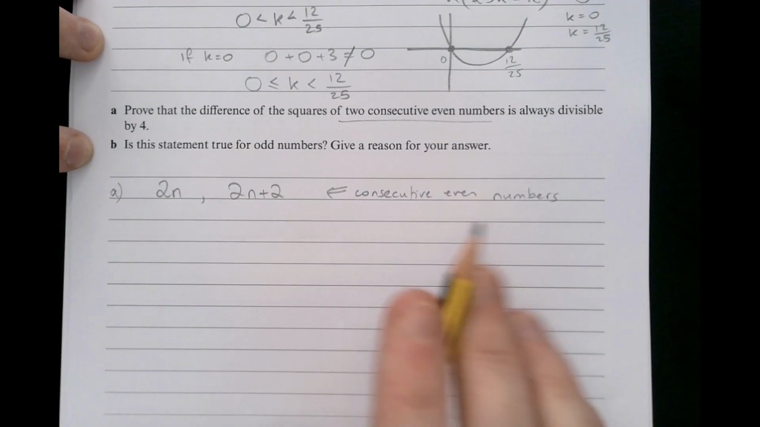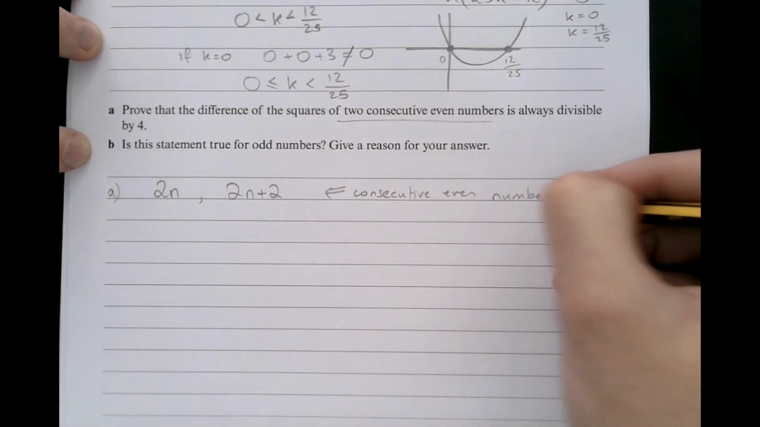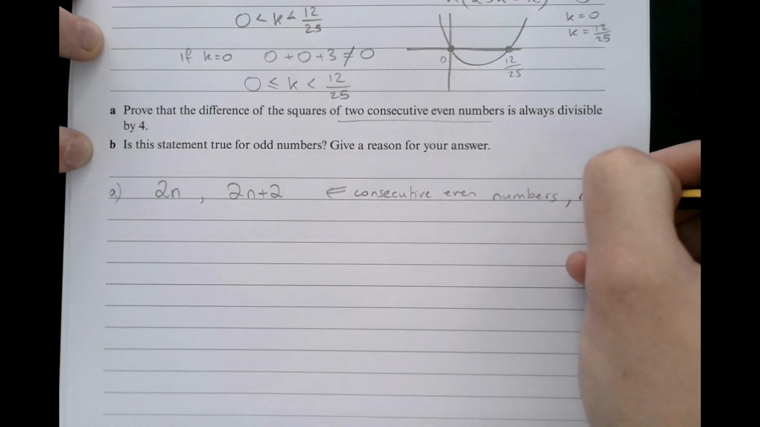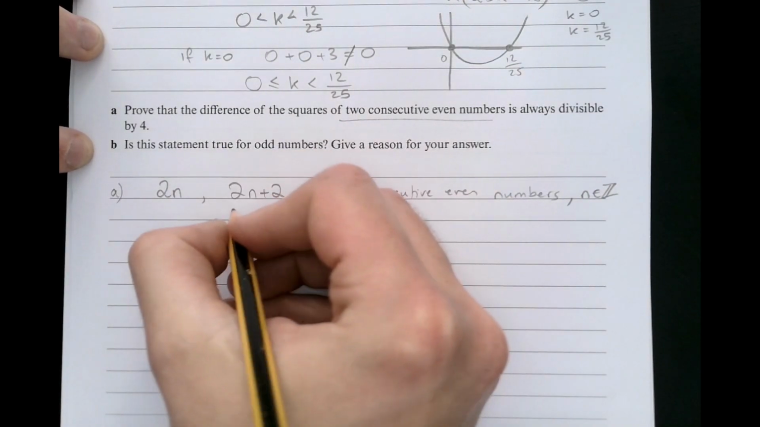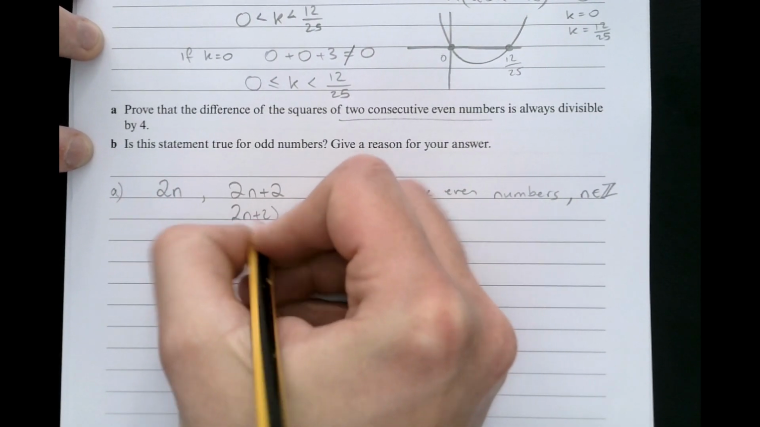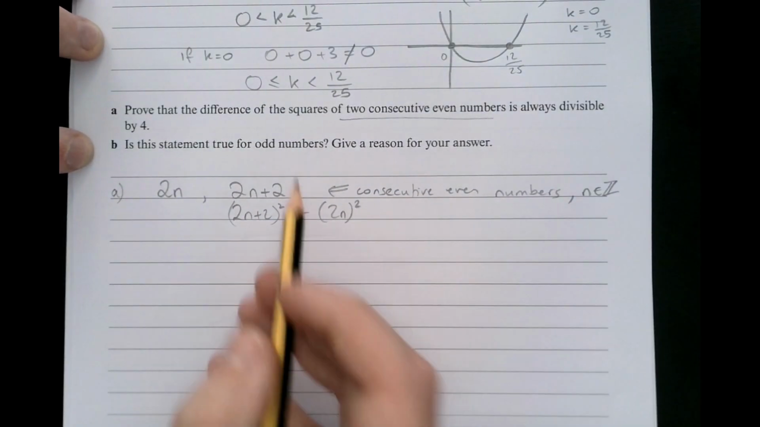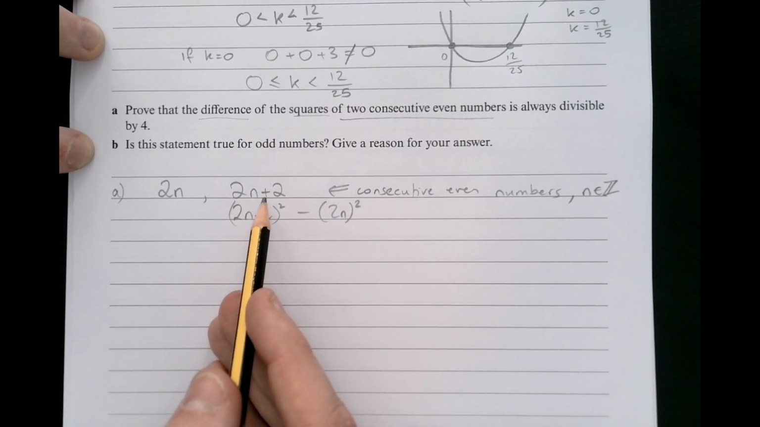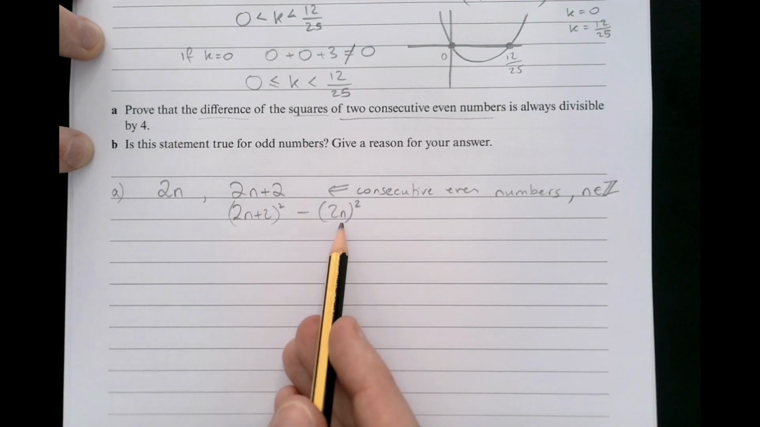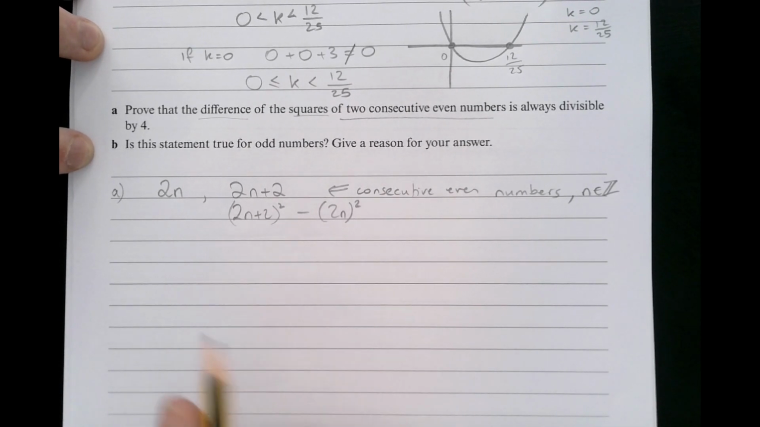Prove that the difference of the squares of two consecutive even numbers is always divisible by 4. So let's just put here that n is an integer. So we've got to square them, 2n plus 2 squared, and 2n squared, and find the difference. So difference of the squares. These are my consecutive even numbers. That's them squared, and then the difference of them. And we're trying to show that that is always divisible by 4.